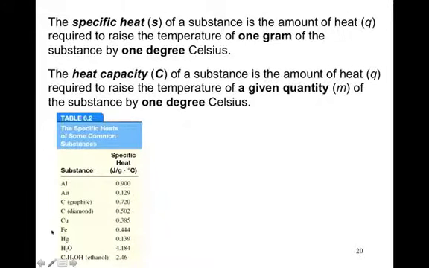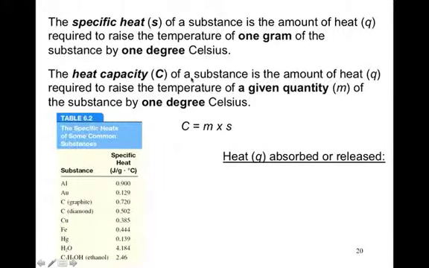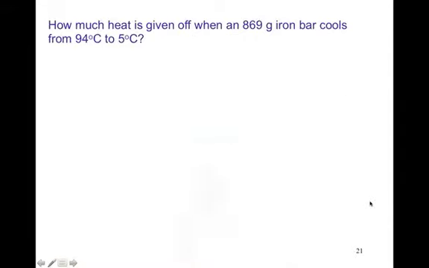And we have these tables in your book, specific heats of common substances that we can refer to do these equations. But basically what you're going to need to know, C is m times S, our mass times our specific heat. And then Q, the heat that's released, is equal to the mass of the substance times the specific heat of the substance times the change in temperature. And then you can take these m and S, substitute those for C, and get another equation for Q. And then of course you know how to find delta T at this point, final minus initial.